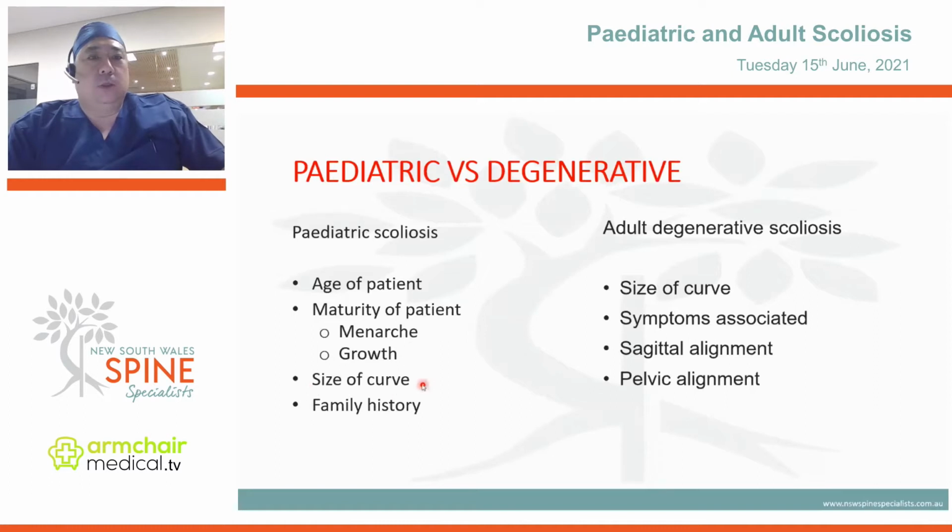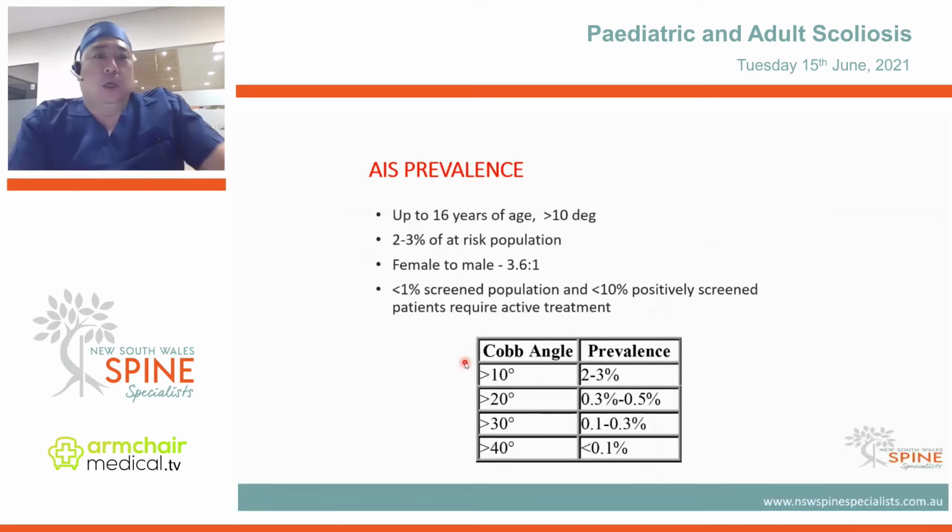The other important difference between pediatric scoliosis and adult degenerative scoliosis is the size of the curve, because the size of the curve is prognostic, along with the maturity of the patient, and it also tells us whether the curve is more likely to progress over time. And of course, family history plays a much larger component in pediatric scoliosis than in adults.